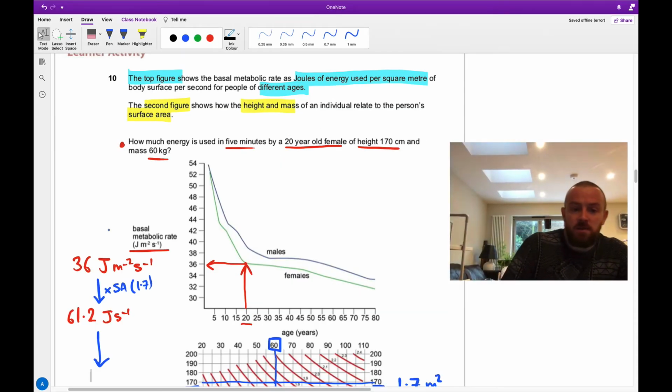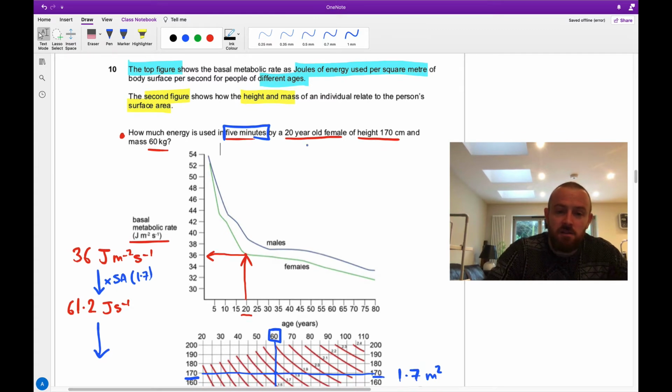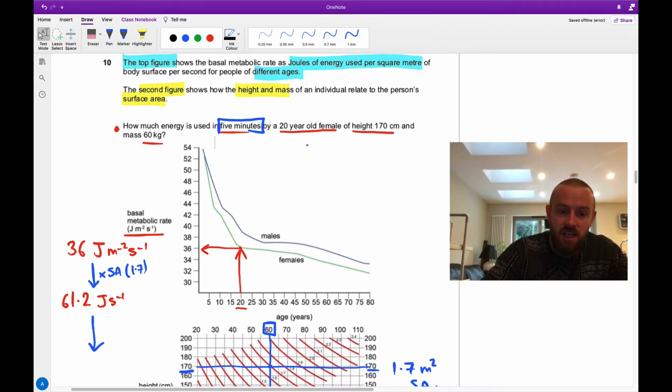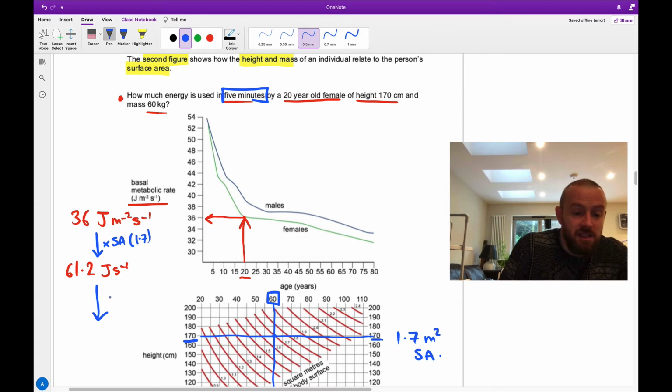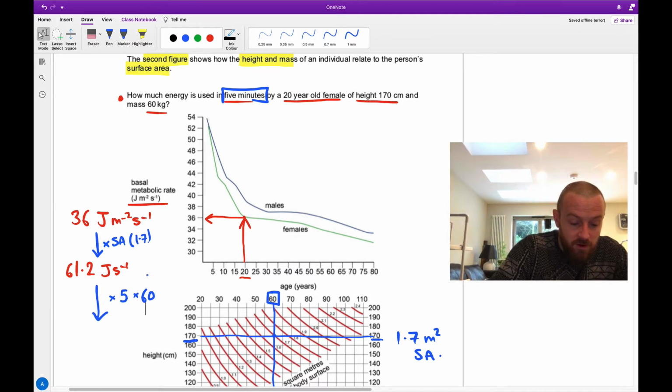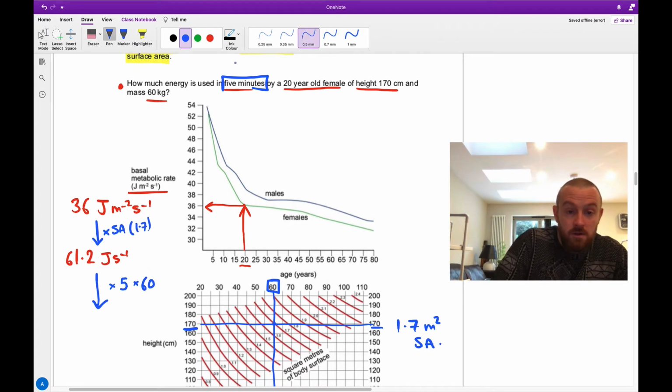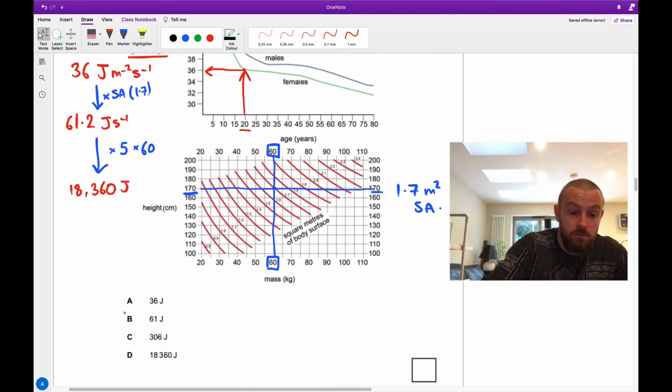So the question actually asked me for how much energy is used in 5 minutes by a 20-year-old female. So 5 minutes is 5 times 60 seconds. So I need to take this number and times it by 5 minutes, and times it by 60 seconds. Okay, so times it by 300. So 61.2 times 5 times 60, and now I've got my answer, which is 18,360 joules. And there it is.